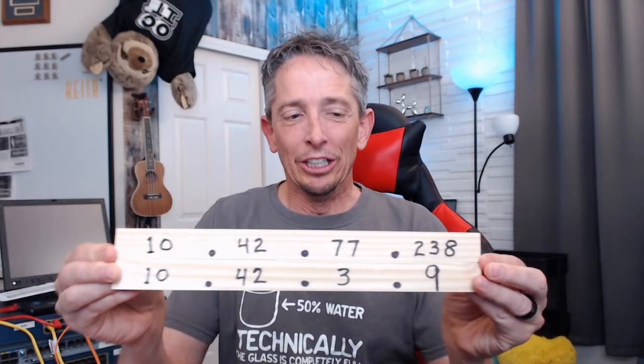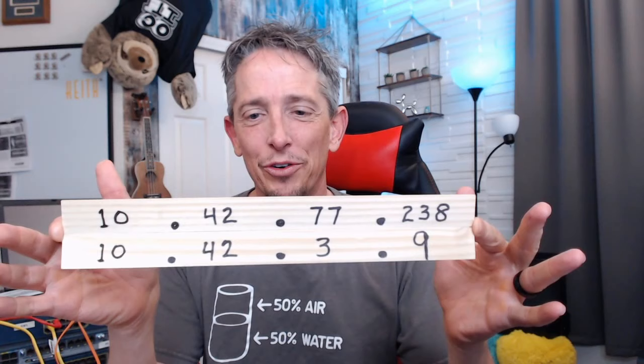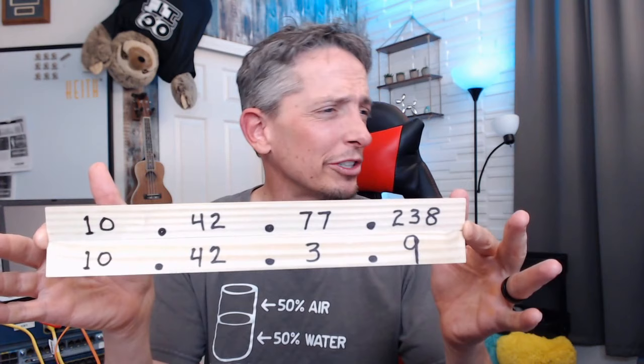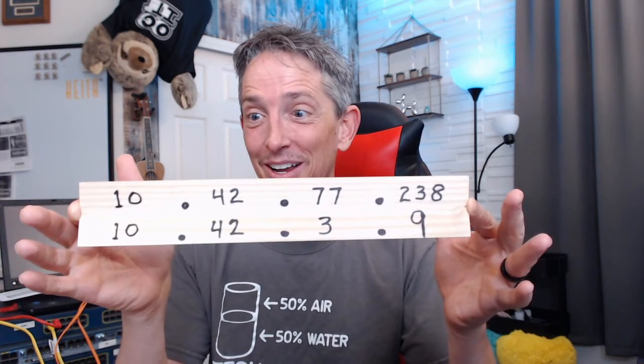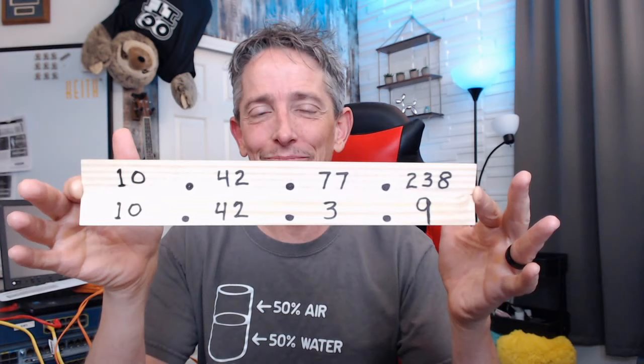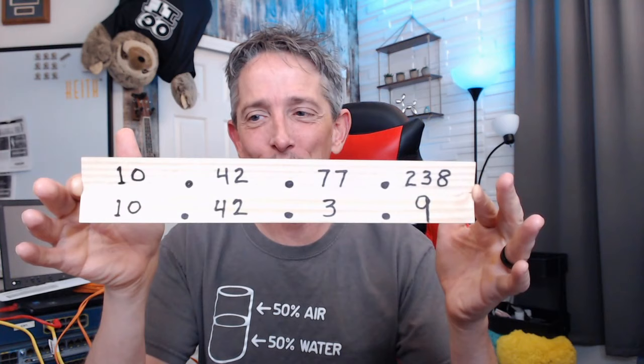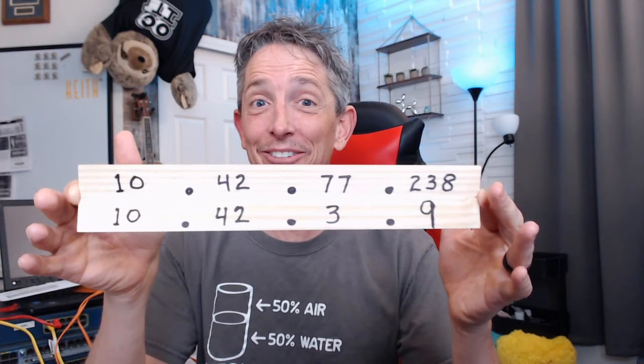So my question for you is, based on these two IP addresses, 10.42.77.238, which is Bob's computer, and 10.42.3.9, which is the server, are those two devices on the same network or not? Meaning, based on the IP addresses, are they on the same network? What do you think about that? Now, the benefit of pausing here is to realize that it depends. It depends where the dividing line is.